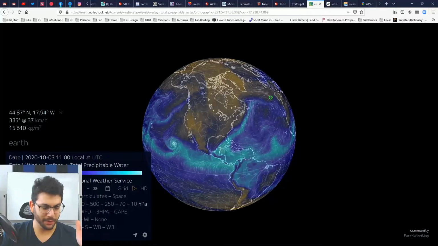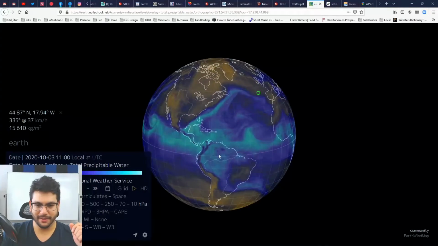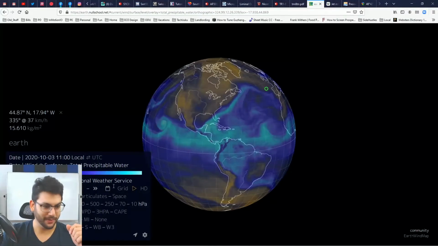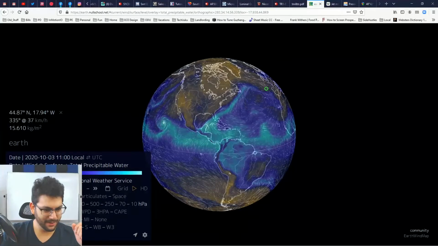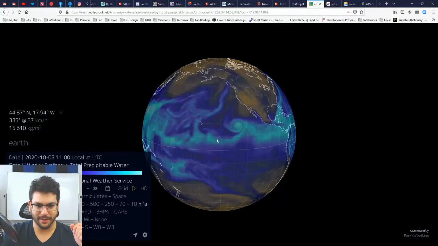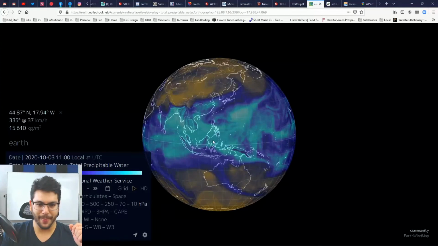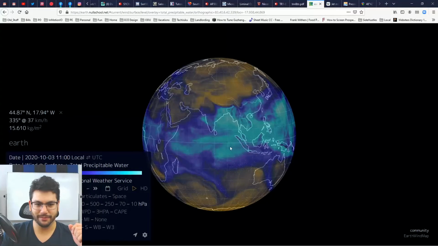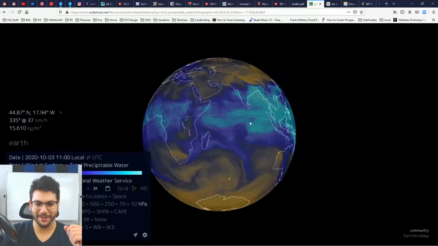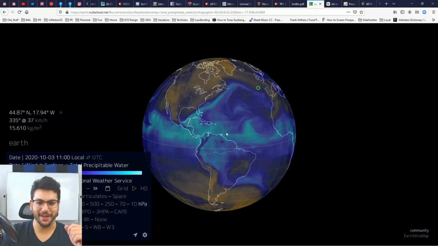Total precipitable water. Yes, this is potential. It's precipitable, not precipitated. So it might not have come down yet. This kind of tells you what's going on here. Notice how these kind of follow the waves. Or do the waves follow it? Depends on your perspective. Actually, depends on cause and effect, which I don't know.